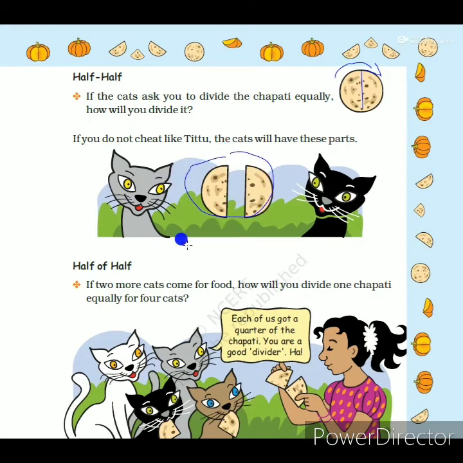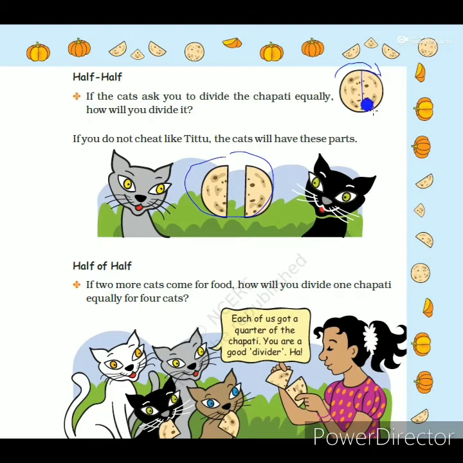So, if anyone asks you to divide a circle or any shape, first of all, you fold that shape into equal parts. After getting that creased line, you can cut that shape along the creased line. In this way, we can divide any object into two equal halves. Now, the answer is, if you do not cheat like Titu, the cats will have these parts. Here the picture shows that the two parts are equal in size. Neither one is bigger or smaller.